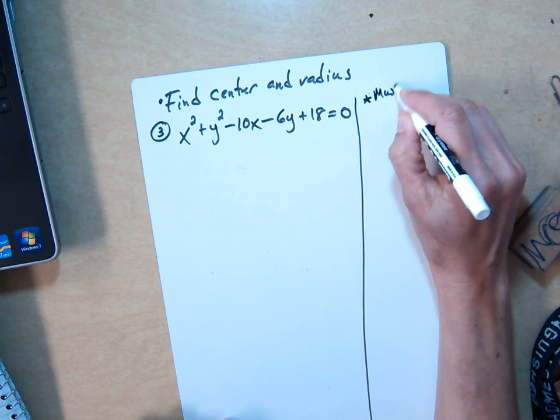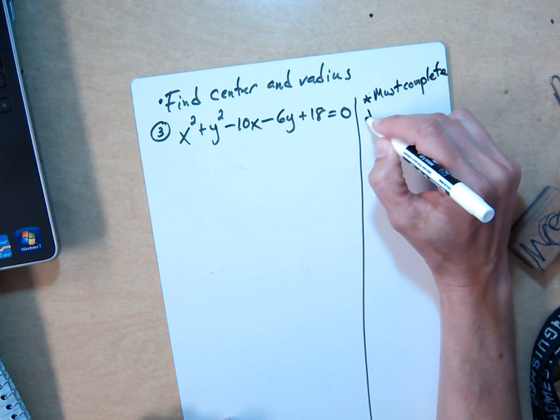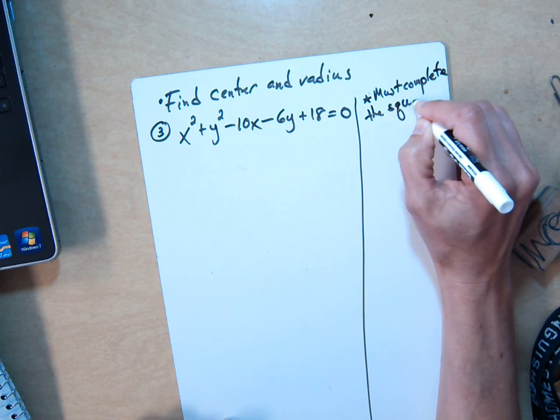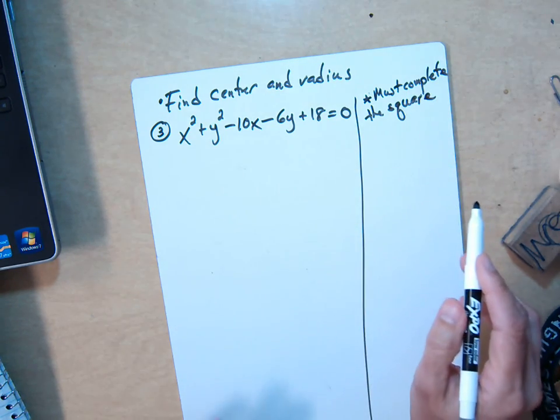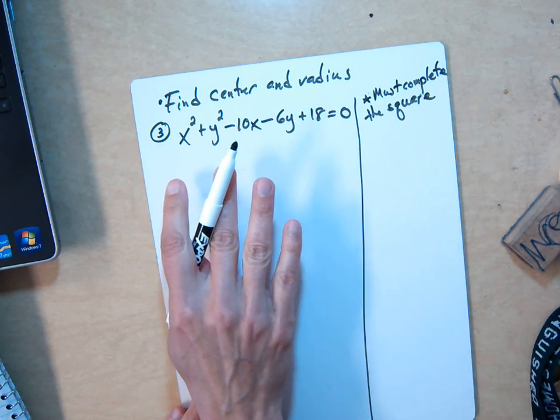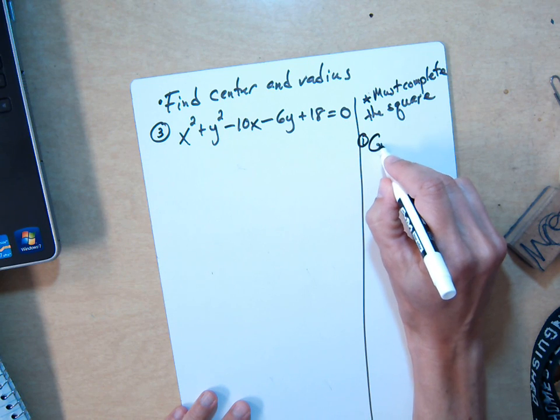Must complete the square. And I'll list the steps on the right as I do them on the left. Must complete the square. So the first step, number 1, is to do grouping.